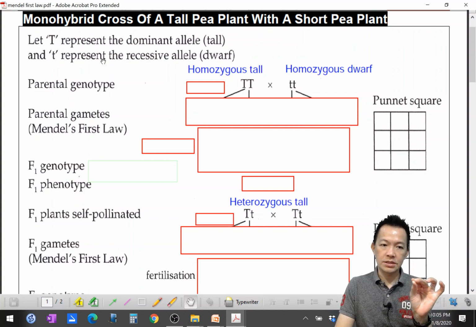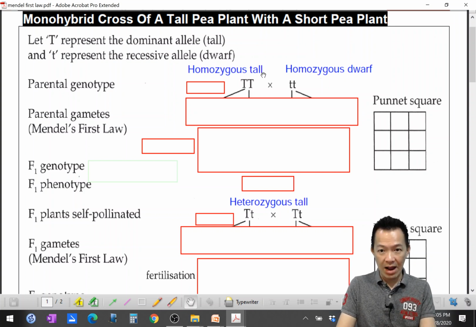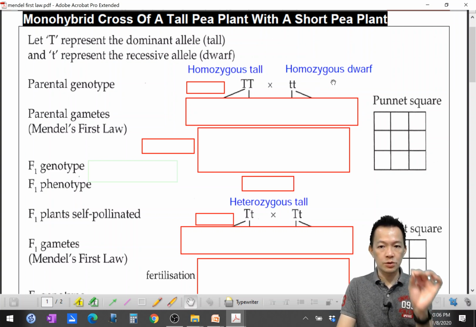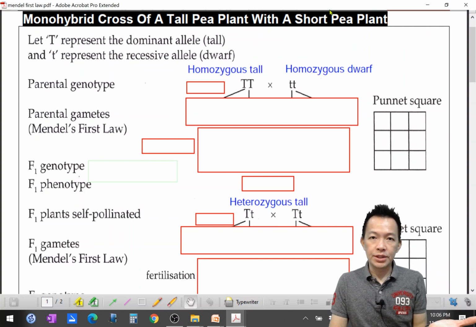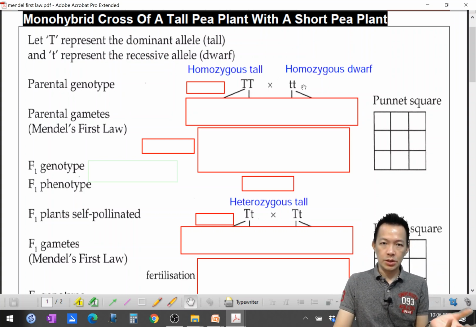So now we have two parents, and the two parents have the genotypes. One of them will be homozygous tall, 其中一个是纯正的高。Another one is homozygous dwarf, 另外一棵树呢是纯正的矮。So this is the parent genotype, 它的父母亲的基因型啦，homozygous tall, homozygous dwarf. OK, and now all of them become mature. 这两个父母亲呢已经成熟了，They're going to make the gametes.